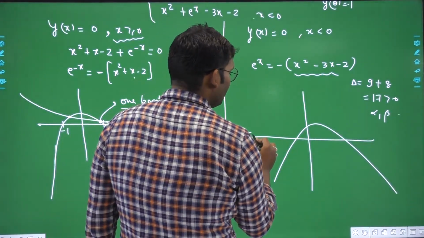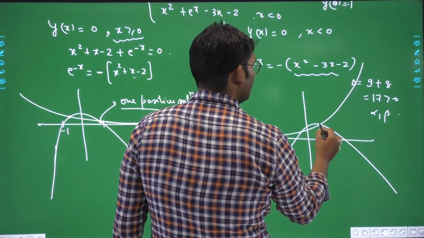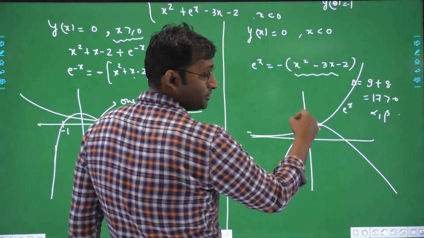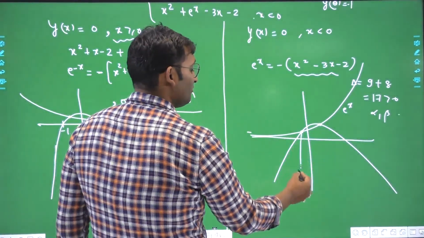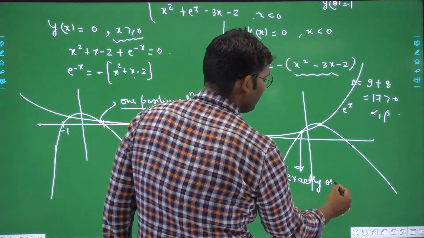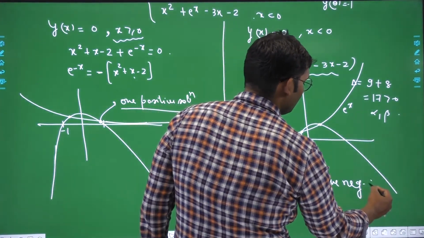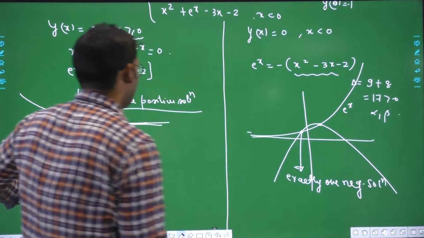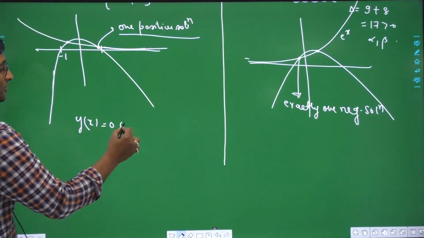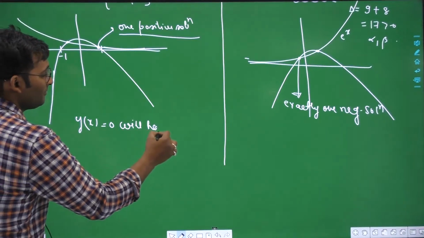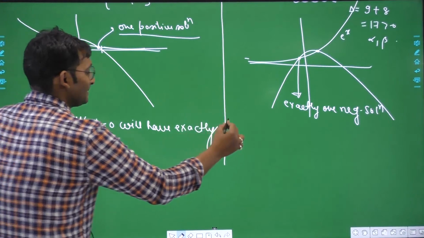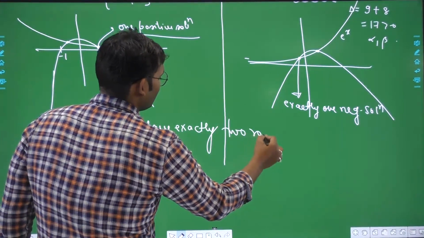And if you clearly make a graph of e की power x, so on the negative side you will find one root and on the positive side you will find one root. That implies you have exactly one negative solution. So in total, y(x) equal to 0 will have exactly two roots.